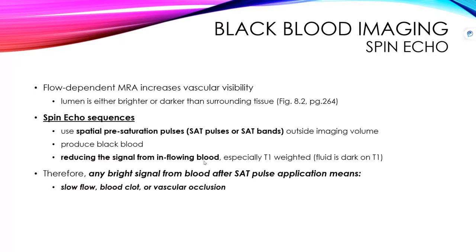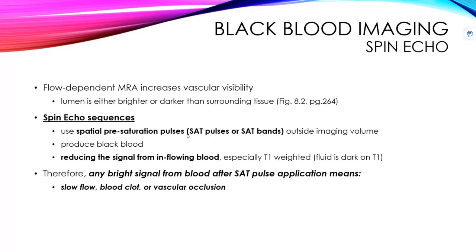So this reduces the signal from inflowing blood, especially when we use T1 weighting, because T1 weighting is already reducing the signal from fluid, which blood is a fluid. So we're using a SAT band and T1 weighting. So we're kind of double whammying it and making sure 1000% that we are not going to get a signal from the blood. So when we apply a SAT band, if we still see a signal of blood after we apply the SAT band, then it means that there's either slow flow, a blood clot, or vascular occlusion that is keeping some of that blood in the vessel when we expose it to excitation and rephasing.